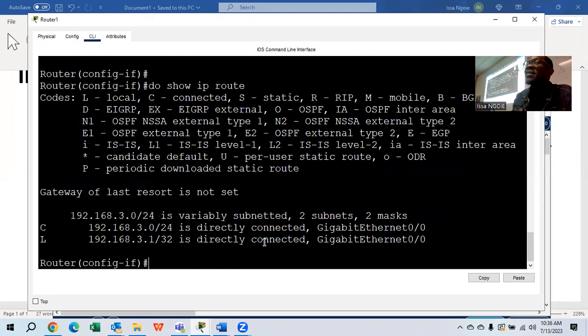Yes, you can see C means directly connected. So just by looking at your database, by looking at your routing table, you will know which network I'm connected to: 192.168.3.0, and I'm connected using which interface? It's this interface that I'm connected to this network. And what is the IP address of that interface? It's the route local, right?